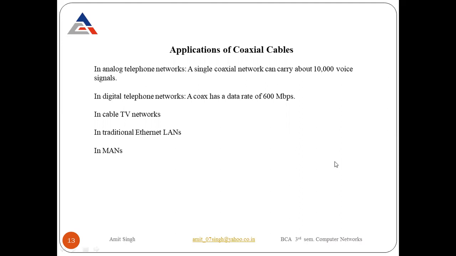In digital telephone networks, the speed of this wire is 600 Mbps. In cable TV networks, as we discussed earlier, we can also use this cable. And in traditional Ethernet local area networks. Previously, whenever we had local area networks, we used a coaxial cable. And also in MANs. What is a MAN? The metropolitan area network. A MAN is a combination of a number of LANs. If the LAN is made up of coaxial cable, automatically the MAN is made up of coaxial cable. Clear? So this is all about the coaxial cable. These are the applications, or you can say the advantages, of coaxial cables.